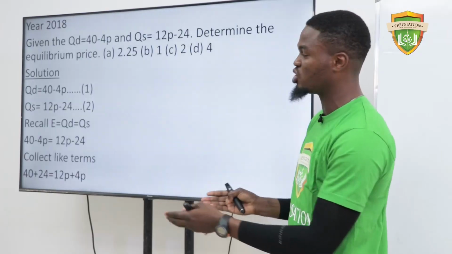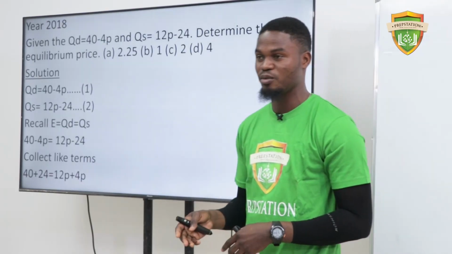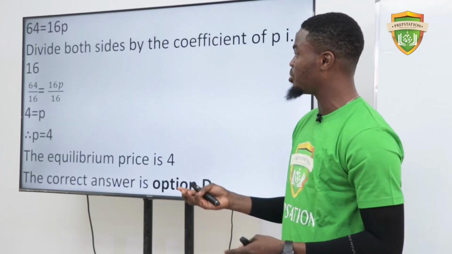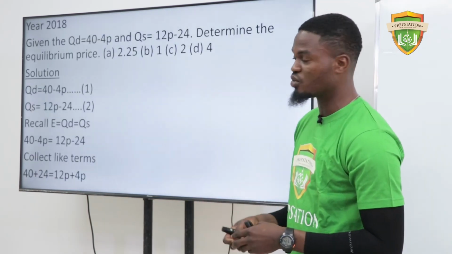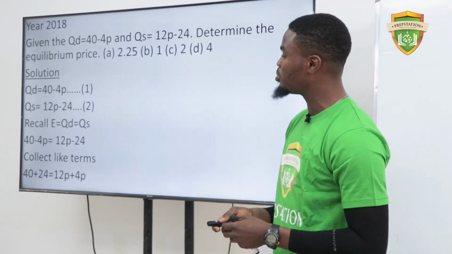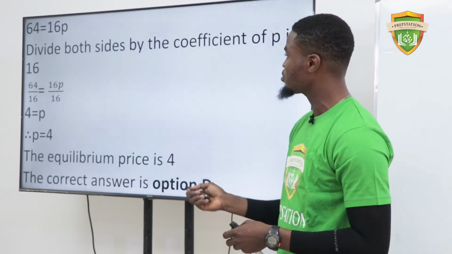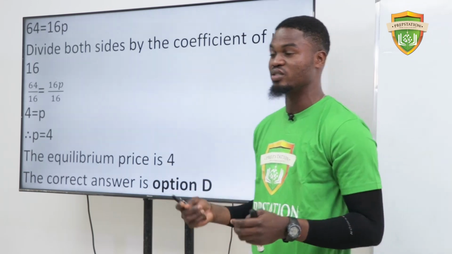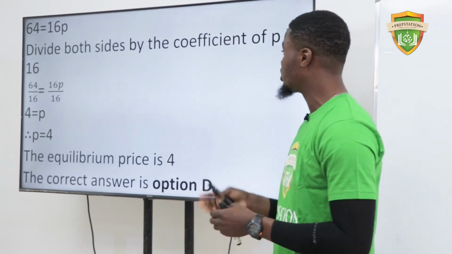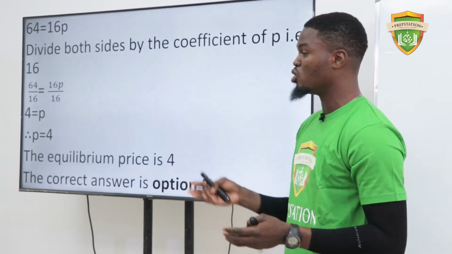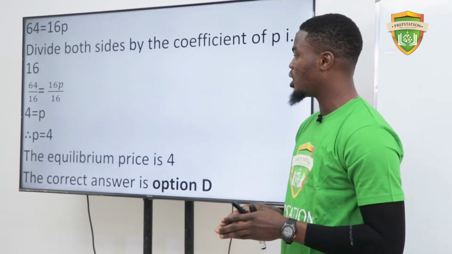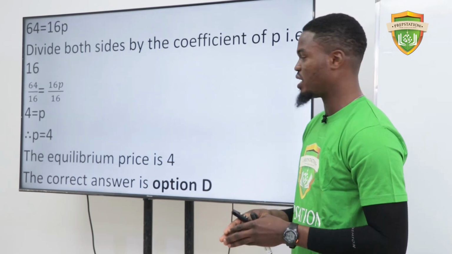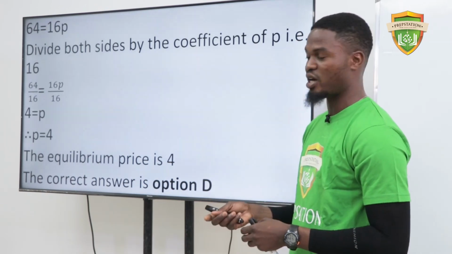So when it changed, it switched to the other side, it became a positive. And the next step is you get your 40 plus 24 will give you a 64, and 12p plus 4p will give you a 16. Then the next thing to do is divide both sides by the coefficient of the p, which is 16. So, of course, when you divide your 64 by 16, you get 4 as your price. So that is your equilibrium price.